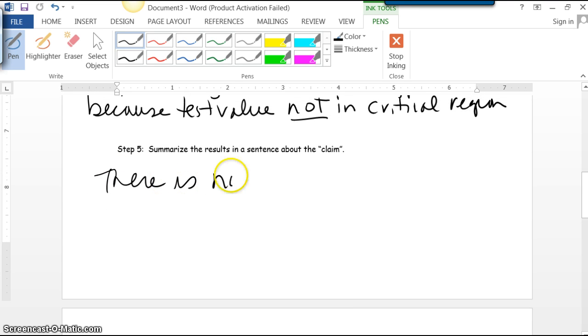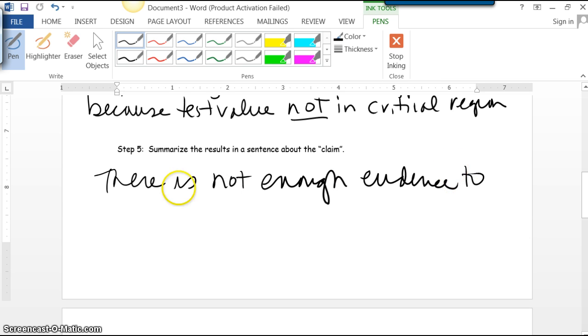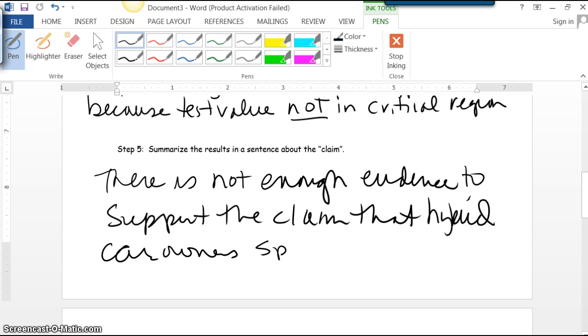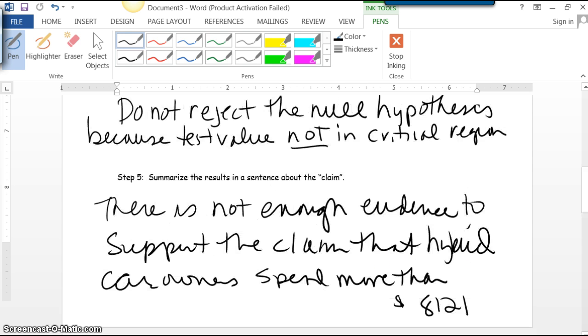there is not enough evidence to support the claim that hybrid car owners spend more than $8,121 on operating costs.